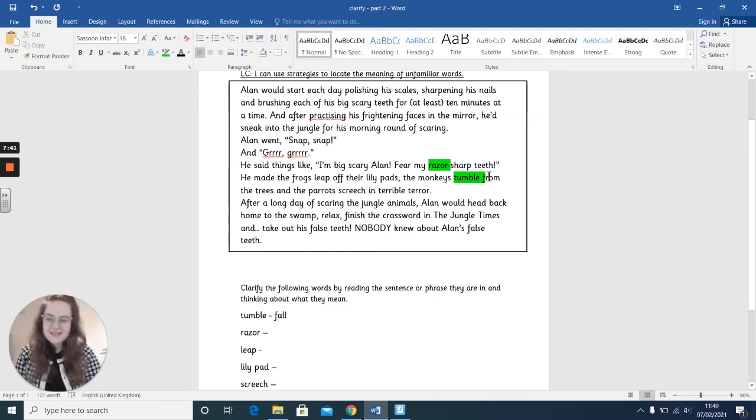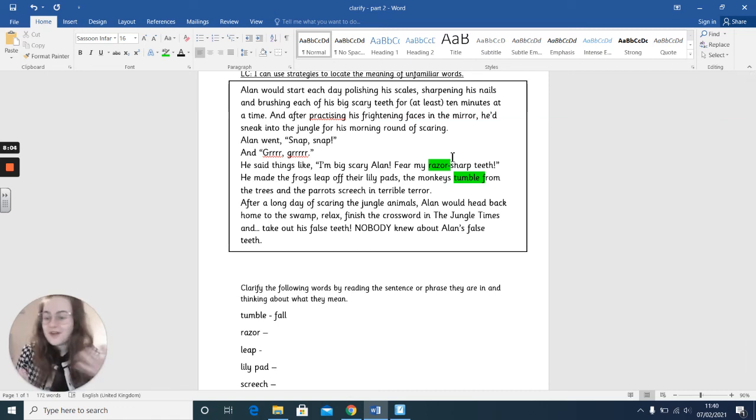Fear my razor sharp teeth. And I'm going to think about what that word razor might mean. So there is a clue there. It definitely means something to do with sharp. So if you wanted to clarify the word razor as something sharp, that would be absolutely fine. Like razor and sharp are really, really similar. So if you want to think that razor means sharp, that's absolutely fine.